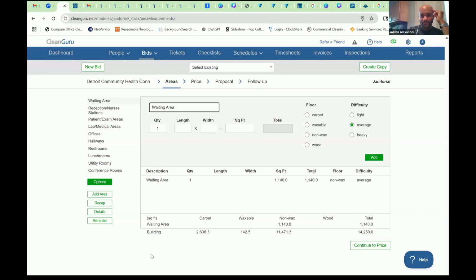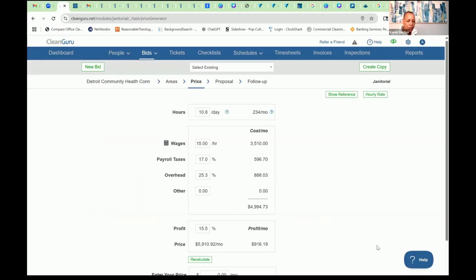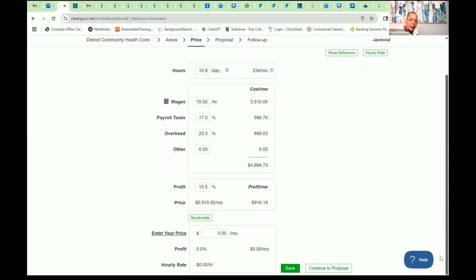All right, go to price. Continue to the price. Now this is what it is giving you based off what is standard. If you're paying $15 an hour, your payroll taxes, it already took that out. It took out 25% of your overhead, and any of these you can change. Now scroll down some. See where your profit is at 15%. I generally do 20 up to 30.